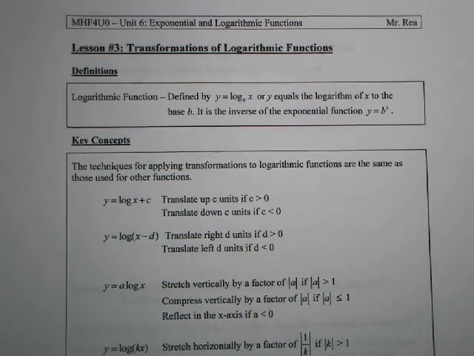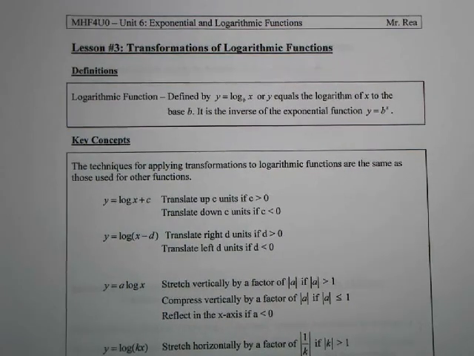So in the previous two lessons we looked at exponential functions and what their inverse would look like, and then declared that to be a logarithm function. In the last lesson we looked at how to go back and forth between the two different forms and also how to evaluate some simple logarithms. Today we're going to look at transformation of log functions.